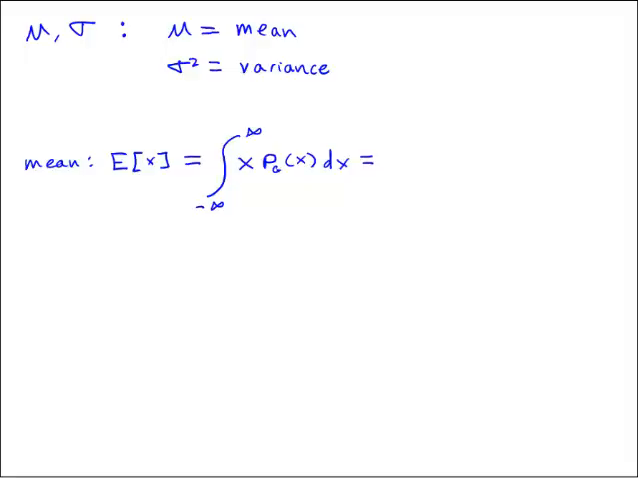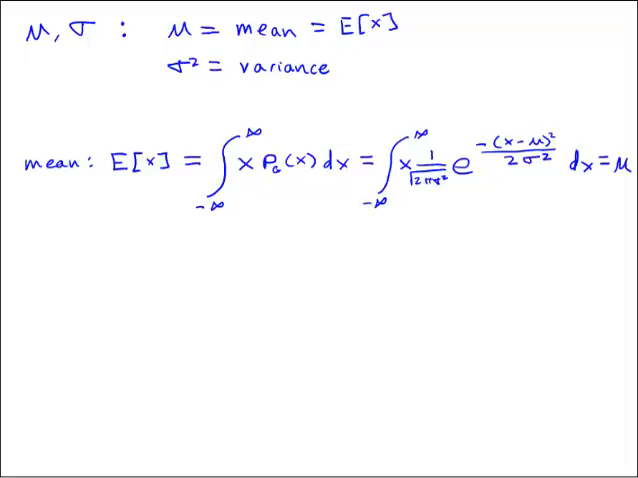If you were to write out p of x explicitly, that would be x times 1 over the square root of 2 pi sigma squared, e to the minus x minus mu quantity squared all over 2 sigma squared, dx. And the amazing thing is that if you calculate that integral, which you should at least once in your life, you will get the answer mu. So mu is the mean. It is the expected value of x.